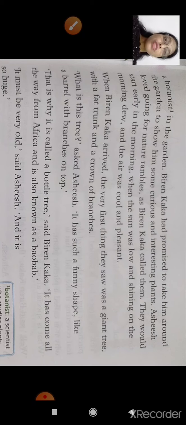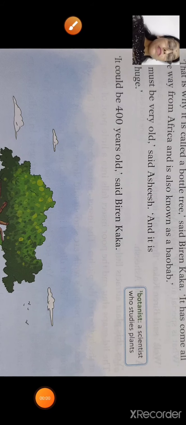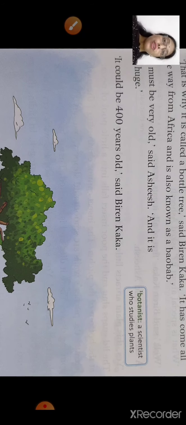So out of curiosity, what did Ashish say? I think it's very old and it's very huge also. Yes? To this, Biren Kaka replied that it could be 400 years old. Why? Because the thickness of the trunk keeps growing as the age of the tree grows. The older the tree is, the thicker is the trunk of the tree. And just looking at the thickness of the trunk, Biren Kaka said that it could be 400 years old.